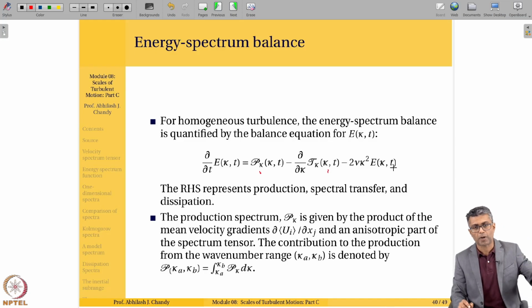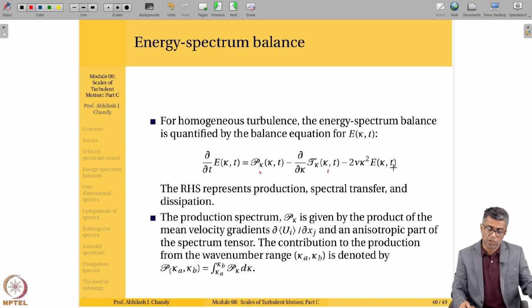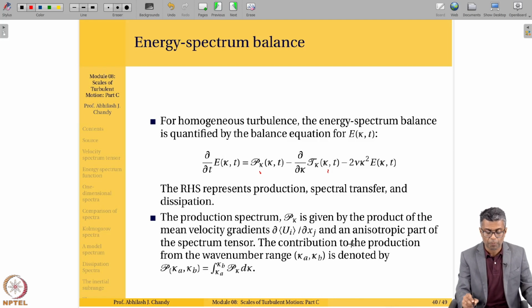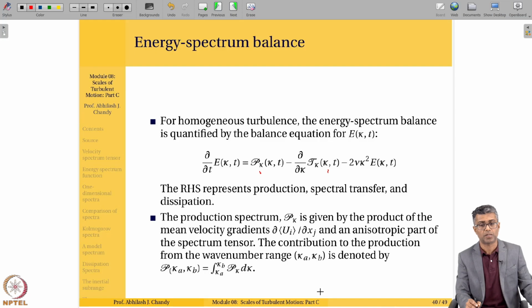Now, the production spectrum, we won't go into the details of that, but it is given by the product of the mean velocity gradients. And we knew that it is an inviscid process. The production is an inviscid process. Energy is removed from the large scales, produced there, right? And anisotropic, so it is the product of the mean velocity gradients and an anisotropic part of the spectrum tensor. Let that be. Let's not focus on that.